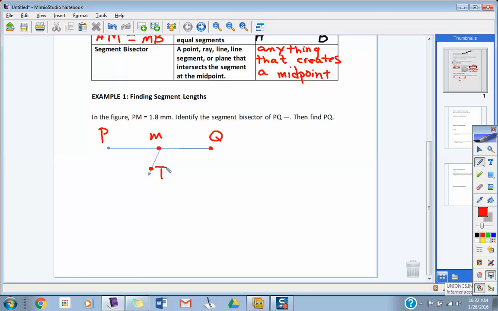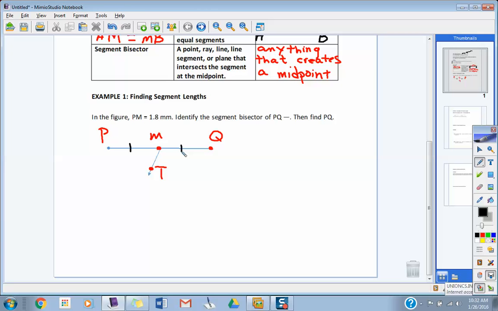Okay, guys, here's the deal. I'm going to put a mark right here like this. Anytime I put a tick mark in here like this, a mark here and a mark here like that, that indicates to me that PM is equal to what here, guys? MQ.